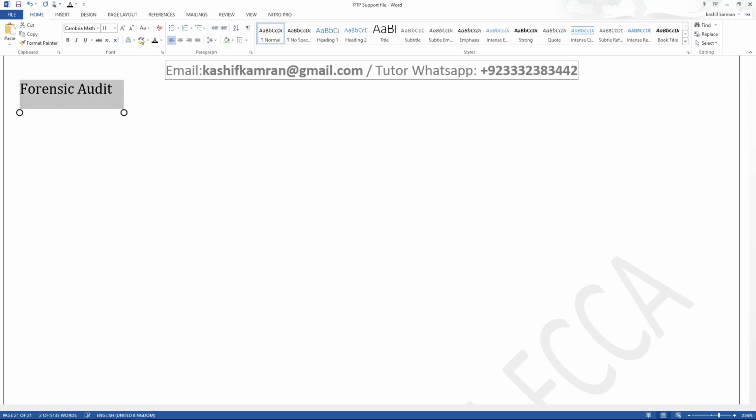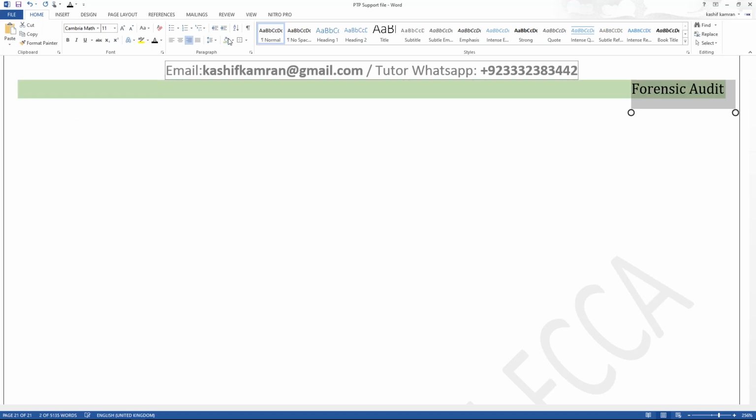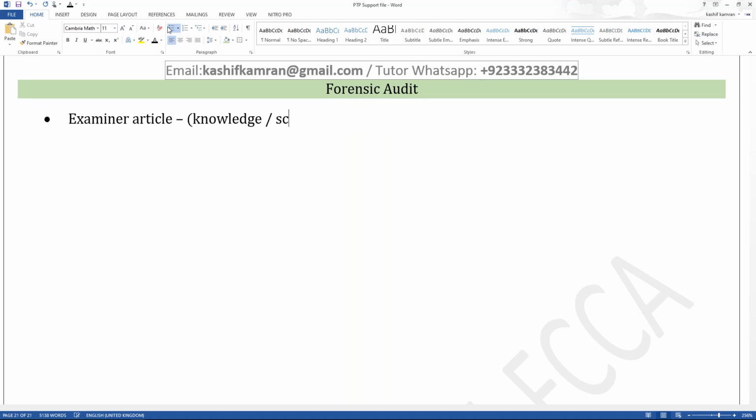Now, in terms of the forensic audit as a topic, you need to understand that yes, there is a recent paper, and there is an article, so it's better in terms of understanding. There is an examiner article which is very important, and I'll be reading that with you in the session today so that you get the knowledge. The examiner article will help you with the knowledge and also help you with the scope.